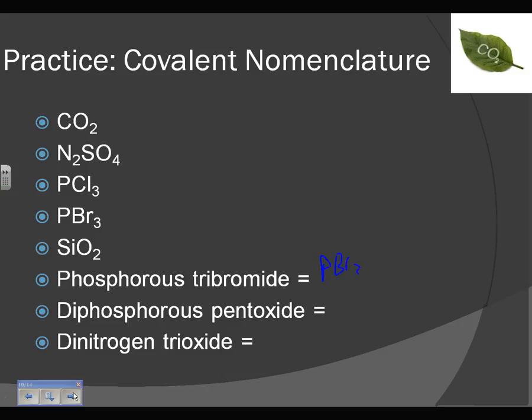The next one, diphosphorus pentoxide, would be P2O5. And the next one, dinitrogen trioxide, would be N2O3.